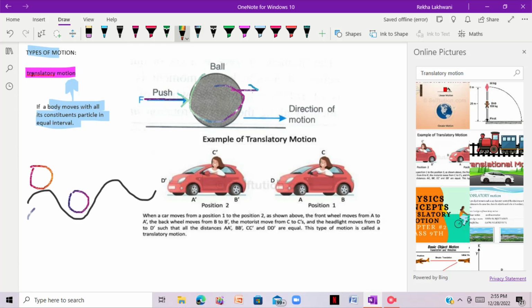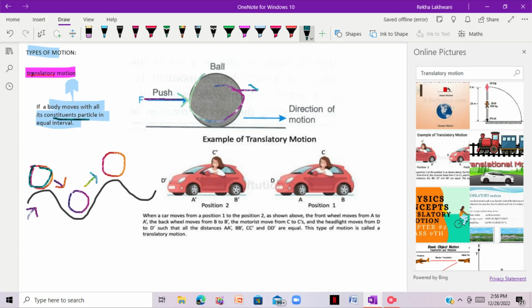Now what happened basically, the particles of the ball are moving with it, like all the constituent particles of the ball are moving with it. Here you can see no other particles. If it's coming here, so no other particles over here. Then if it's coming here, so no other particle is here. So it means the ball is moving with all its constituent particles in equal interval. This kind of motion is known as translatory motion.